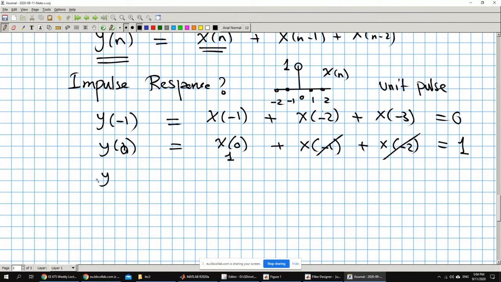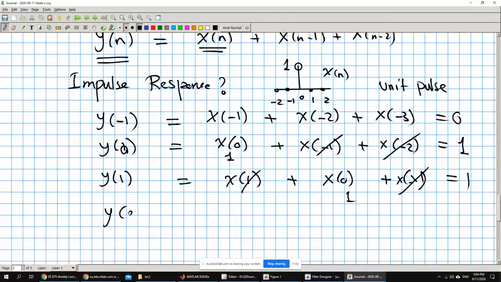So how about y of 1? Let's go back. Y of 1 is x of 1 plus x of 0 plus x of minus 1. This is 0, this is 1, and this is 0, so it's going to be 1. How about y of 2? X of 2 plus x of 1 plus x of 0. This is x of 0, which is 1, and the others are 0. So this will also be 1.